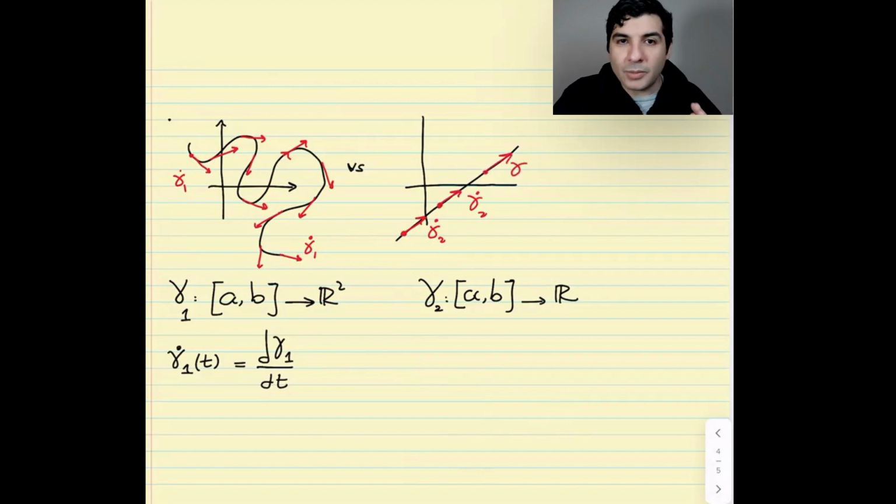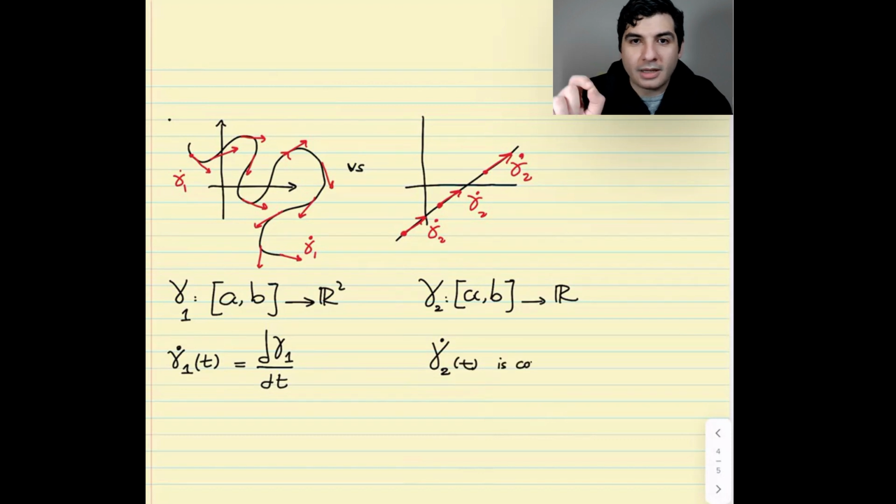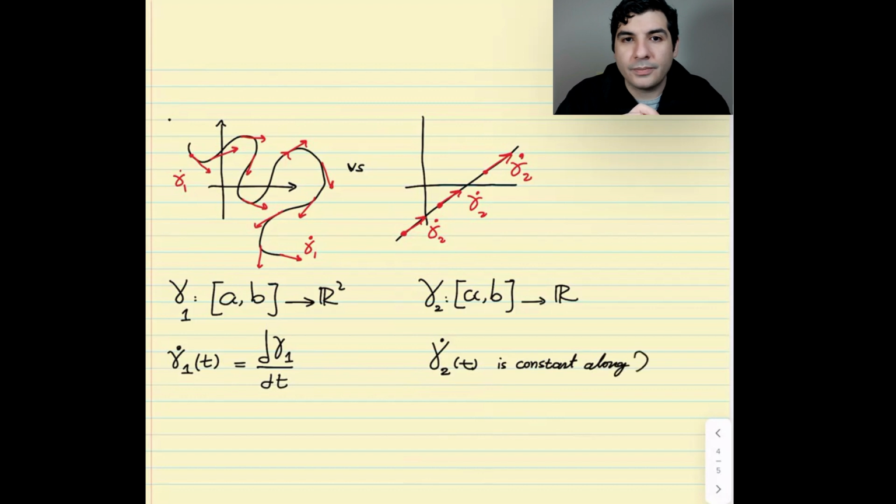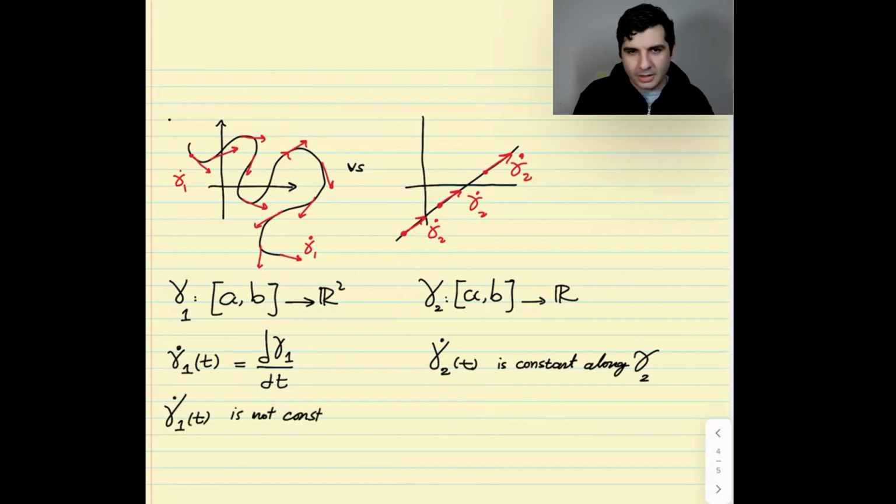The point is that gamma dot, the derivative of the curve of this parametrization, is staying constant along the straight line. This is quite essential. So gamma 2 dot is constant, whereas gamma 1 dot is not, right? So let's try to characterize straight lines with this property. A straight line is a line where the derivative of the curve along the curve is constant.